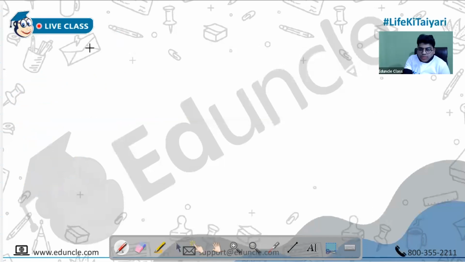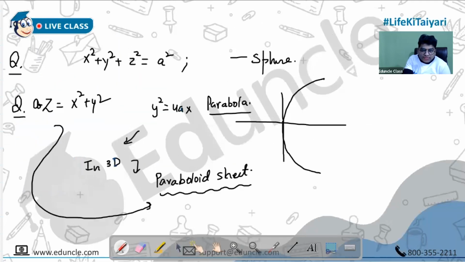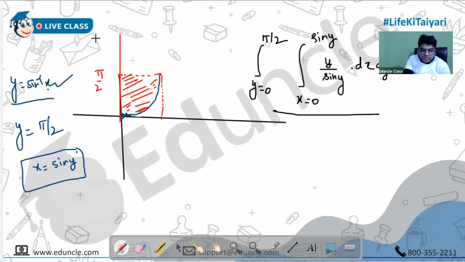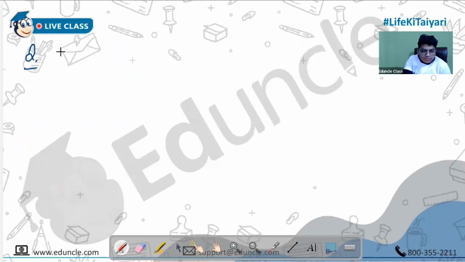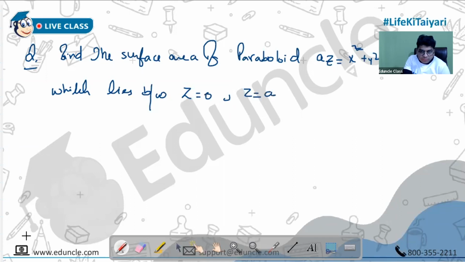Next problem, I am giving one more problem. Okay, these problems are clear, like what is a parabolic sheet, what is a cone, what is a sphere. These kinds of things are clear. Now, the question is, find the surface area of the paraboloid az is equal to x square plus y square, which lies between z is equal to 0 and z is equal to a.